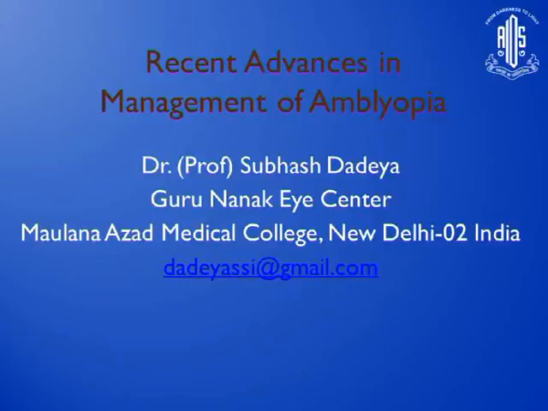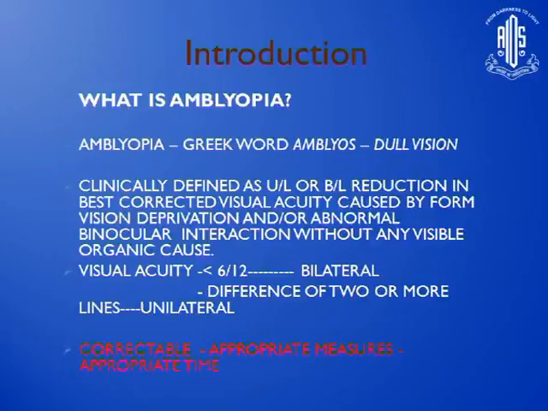So, as you are well aware, amblyopia is clinically defined as unilateral or bilateral reduction in the best corrected visual acuity, which is caused by form vision deprivation and/or abnormal binocular interaction without any visible organic cause. The visual acuity should be less than 6/12 for bilateral amblyopia, and there should be a difference of more than 2 lines for unilateral amblyopia. And it is correctable if appropriate measures are applied at the appropriate time.